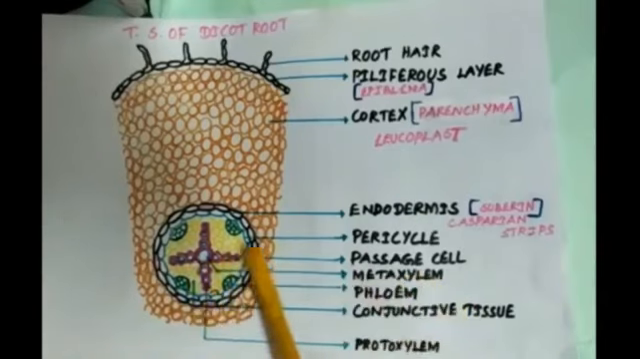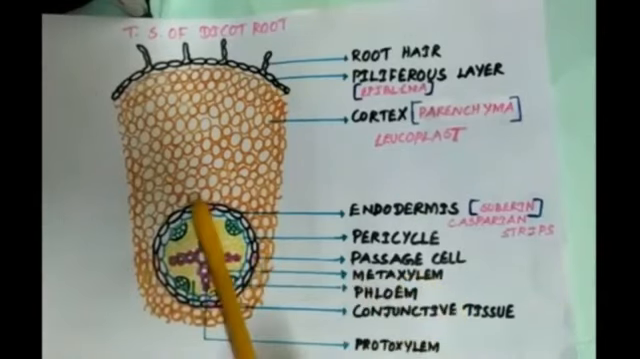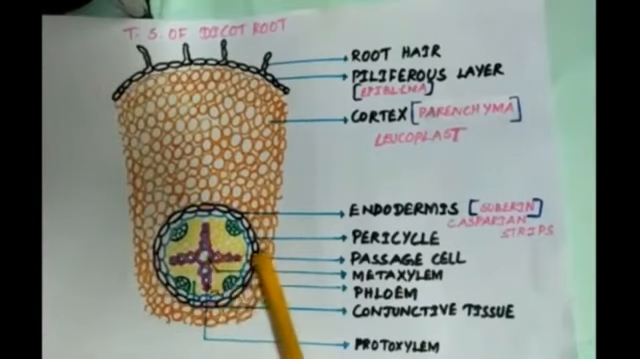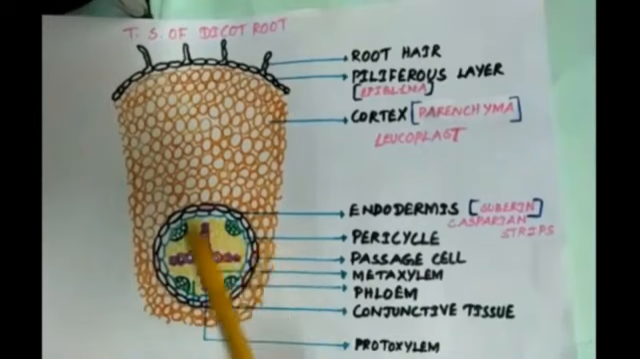So phloem helps in conduction of food. The xylem and the phloem have a yellow tissue between them called the conjunctive tissue. Here the xylem is very unique, having four wings, therefore it is called tetrarch, because it has four arm-like structures radiating from the center.